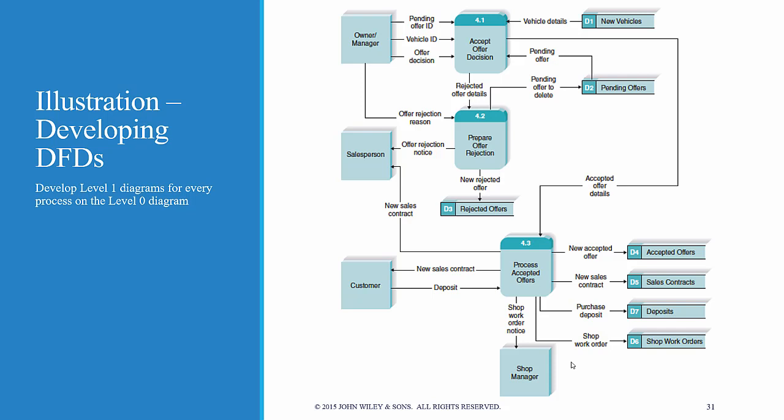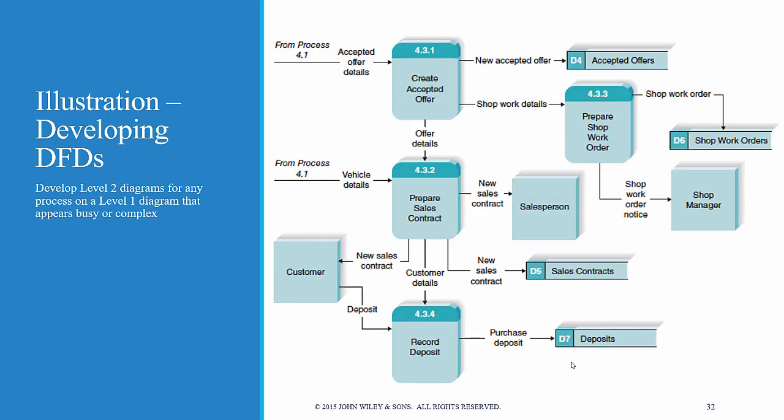And then once you have the level 0 diagrams in place, you develop a level 1 diagram for every separate process that's on the level 0 diagram, as you see here. Generally, a system may or may not have level 2 diagrams, but you can proceed to that level of complexity, where you develop level 2 diagrams for any process on a level 1 diagram that appears busy or complex.